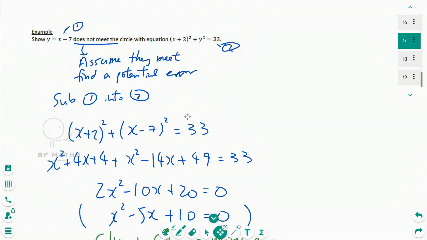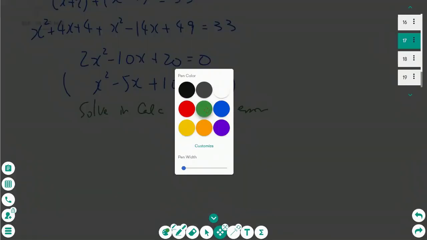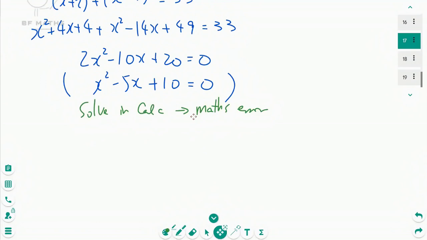So we found a potential error. So we know they don't meet. Of course it's a maths error, because they don't meet. Right? But to show they don't meet, you can't say, because the calculator gives you maths error, therefore they don't meet. That's not a valid reasoning in maths, right? So what's a proper reasoning in maths?